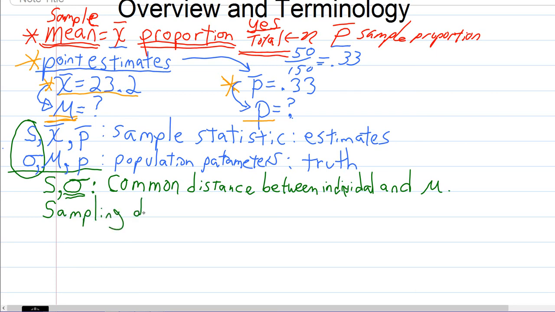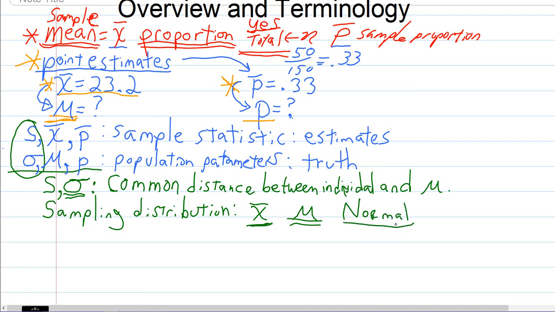A sampling distribution tells you how likely is it that your sample mean, so let's just use sample means as an example here, how likely is it that your sample mean is somewhere within some distance of the truth? So it tells us a distribution of, if I go out and collect sample means, how close are they likely to be to the truth? And sometimes sampling distributions have a normal distribution. Sometimes, not always. And we'll talk more about that in just a minute.